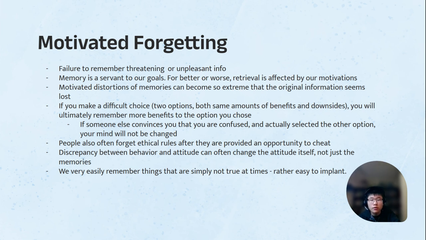People also often forget ethical rules after they are provided an opportunity to cheat. They justify themselves by forgetting those ethical rules. Discrepancy between behavior and attitude can often change the attitude itself, and we easily remember things that are simply not true at times thanks to this. And false memories are actually rather easy to implant.